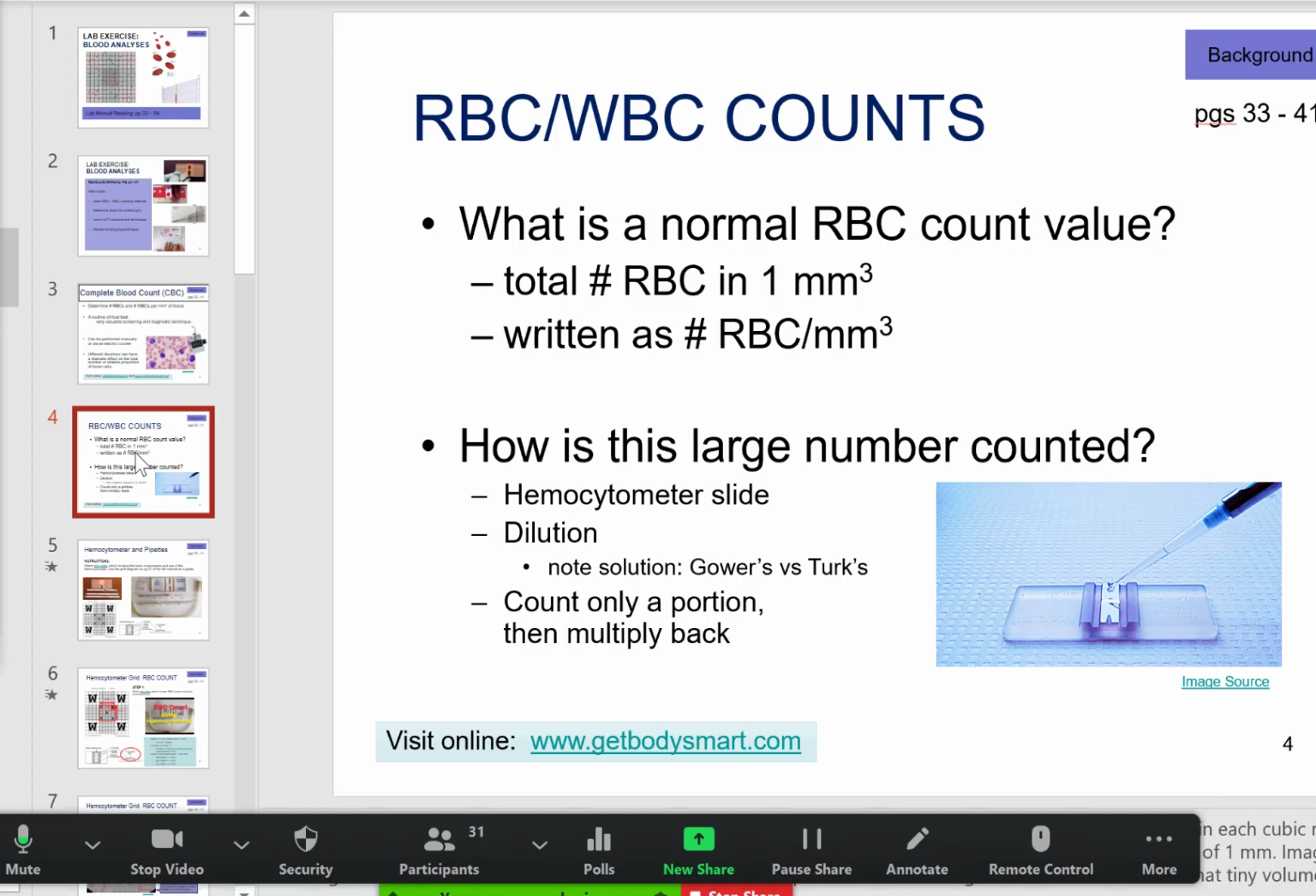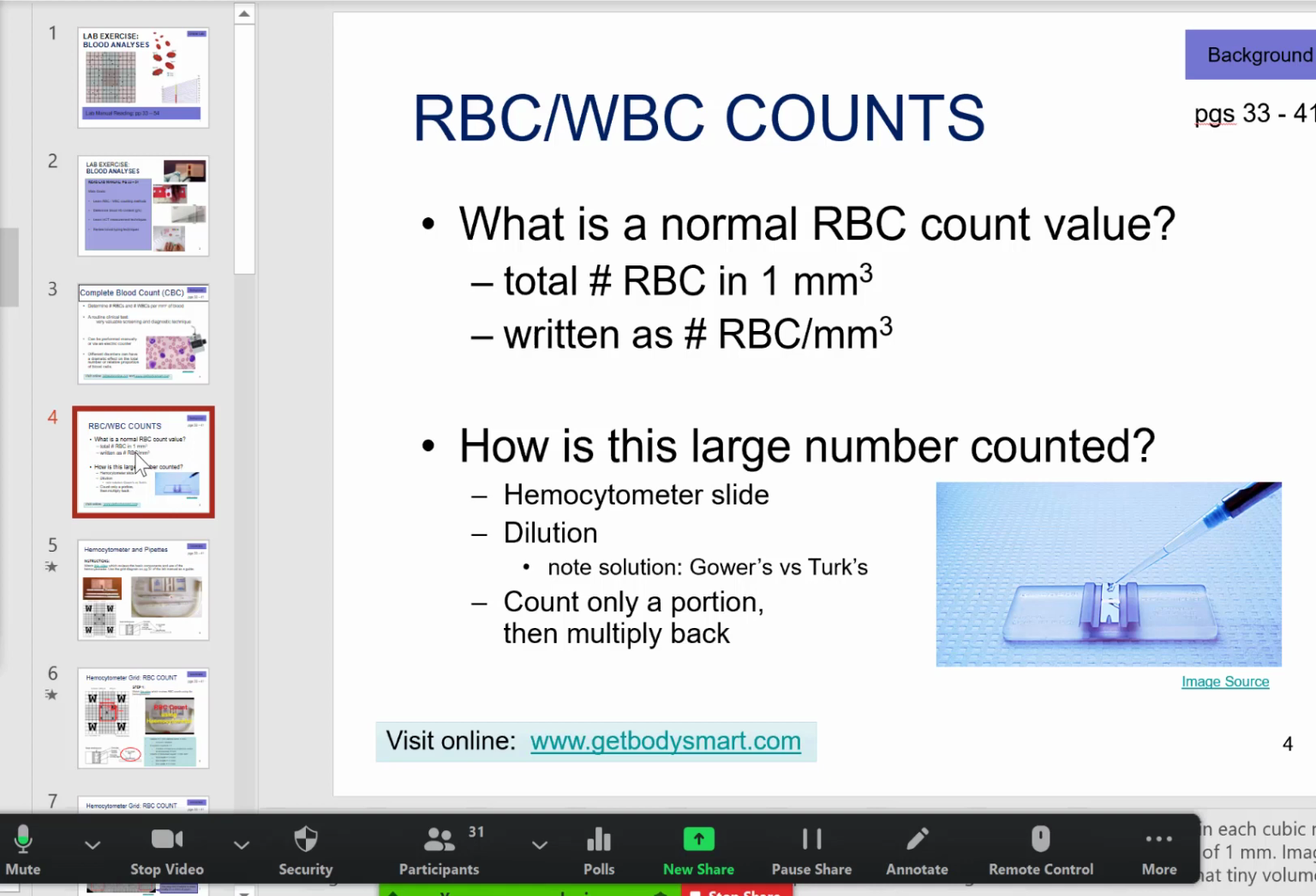We're not going to count all 4.5 times 10 to the 6. We're going to dilute the solution. I am going to be using in my lab, when I dilute your solution for you tonight, I'm going to be using Gower's solution. What is the role of Gower's solution? The Gower's solution is to keep the red blood cells happy. It is an isotonic solution. So it dilutes them and keeps them happy. They're not going to rupture.